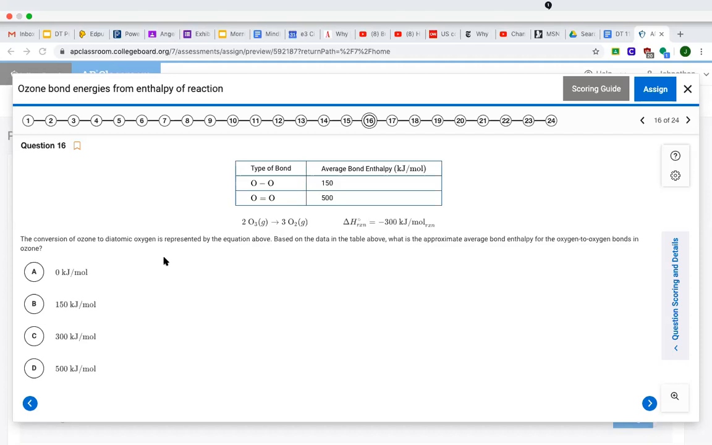Hey Siri, set timer for 3 minutes. Okay, 3 minutes and counting.